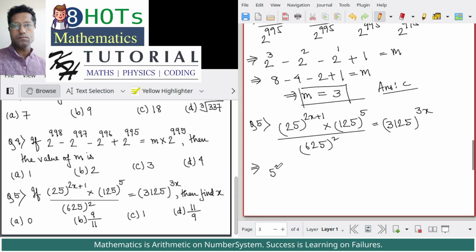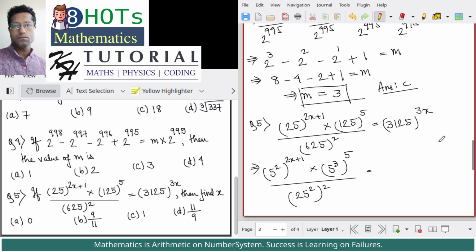5 square. So we have 5 square raised to the power 2x plus 1 multiplied by 125, which is 5 cube raised to the power 5. And what is 625? 625 is 25 square. So this is 25 square, raised to the power again 2. And what is 3125?